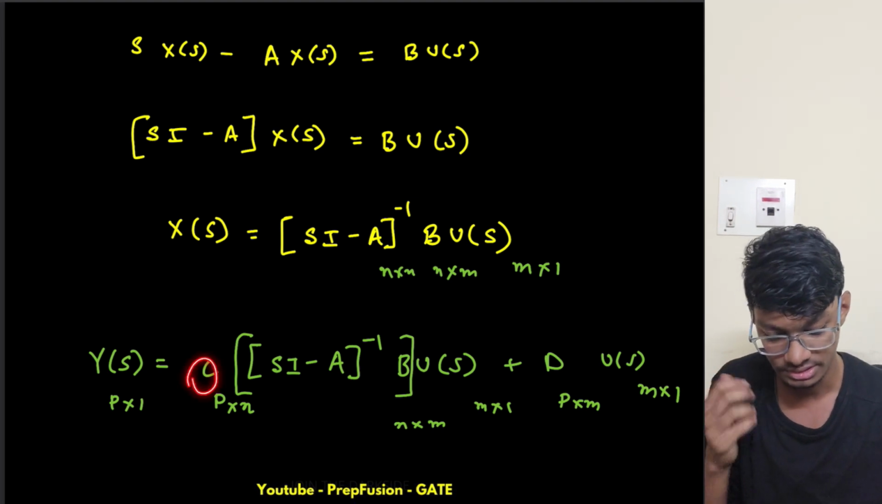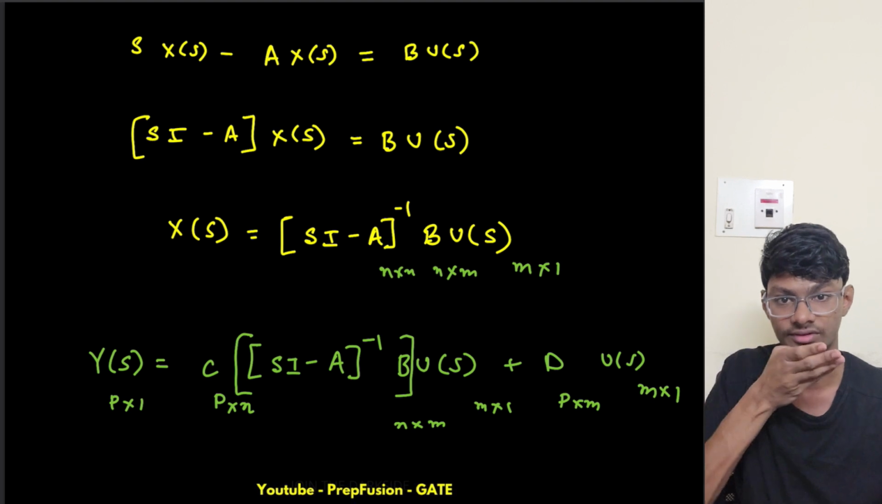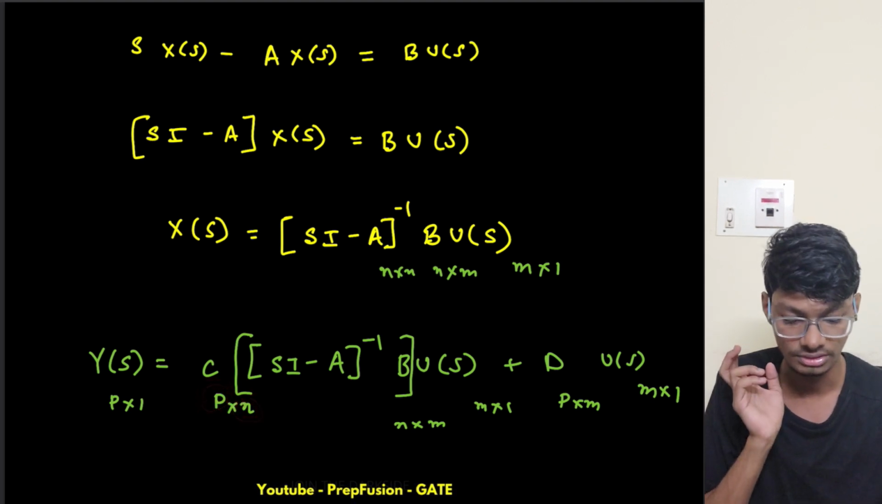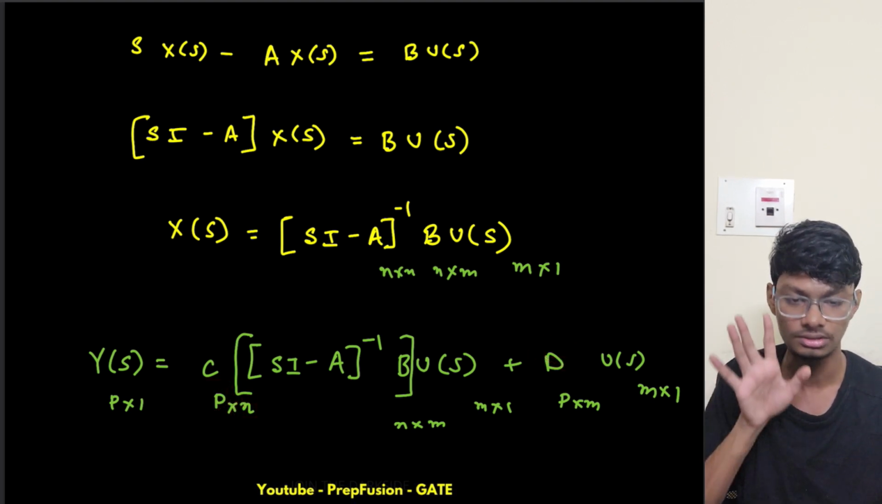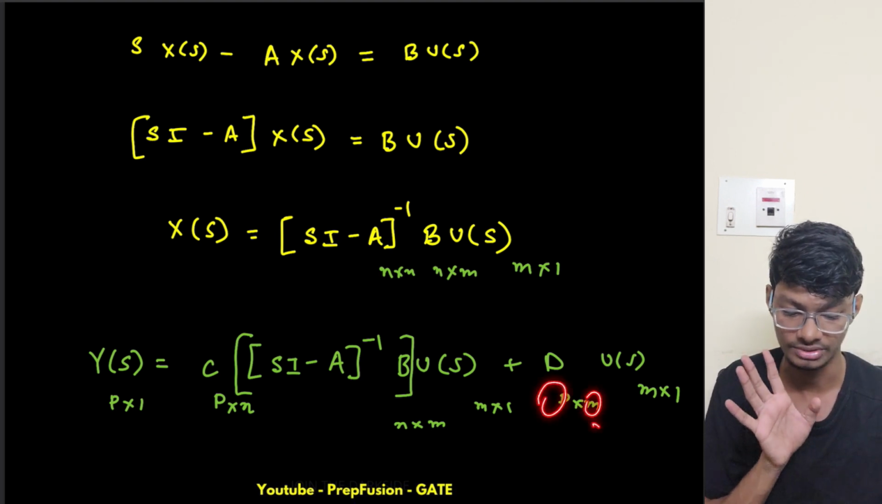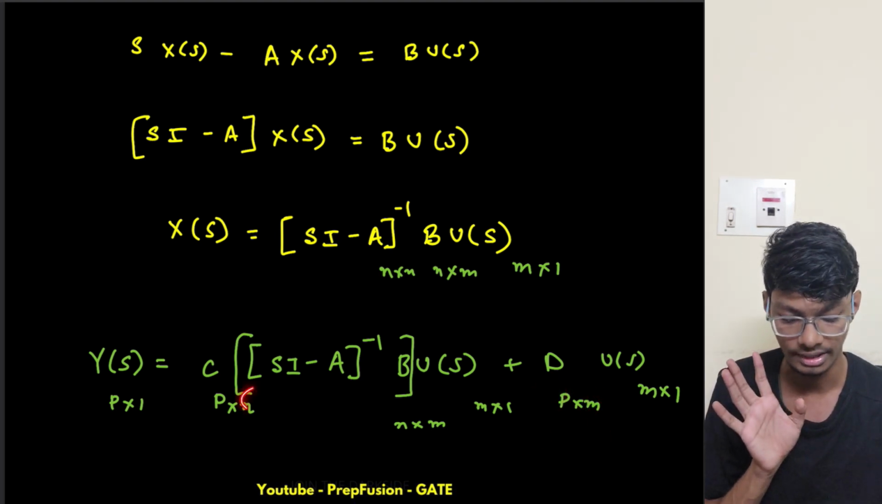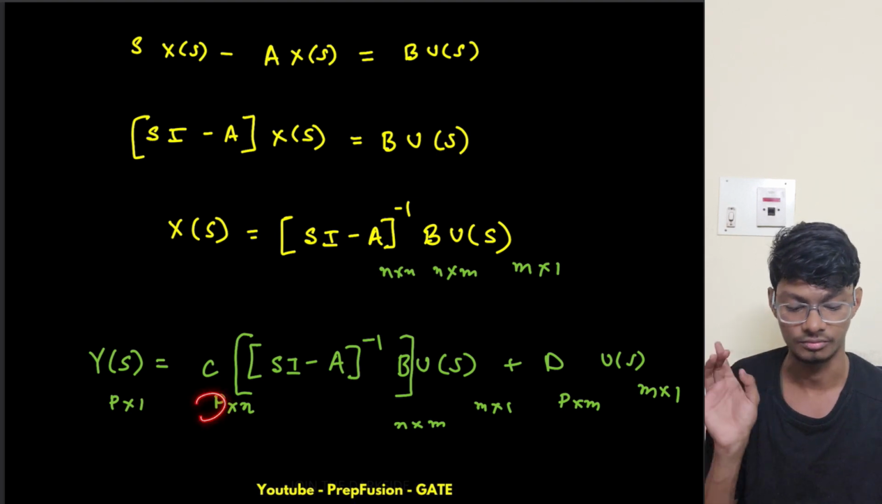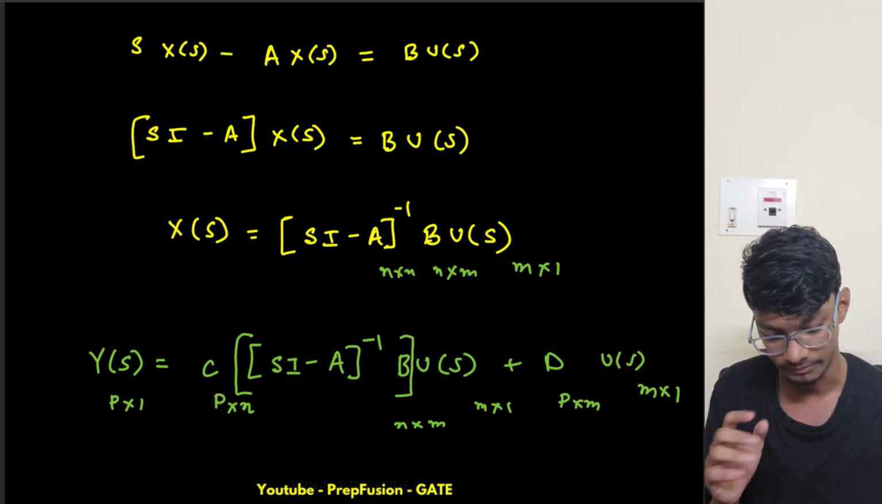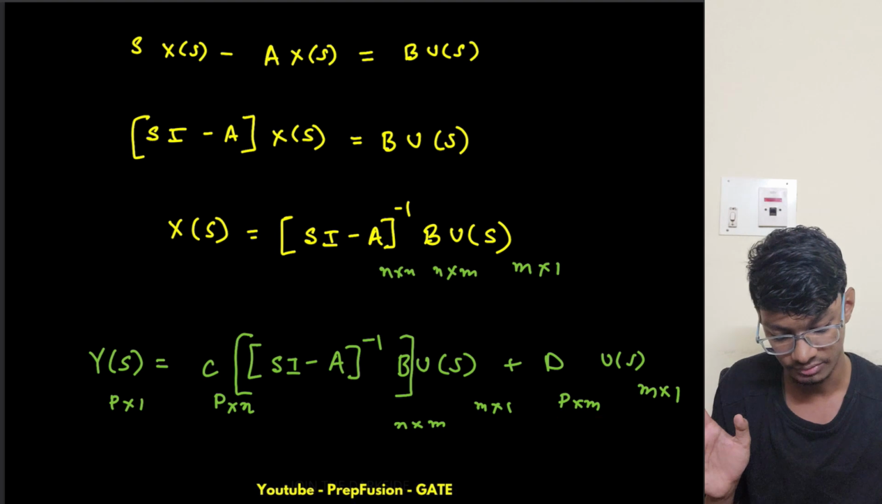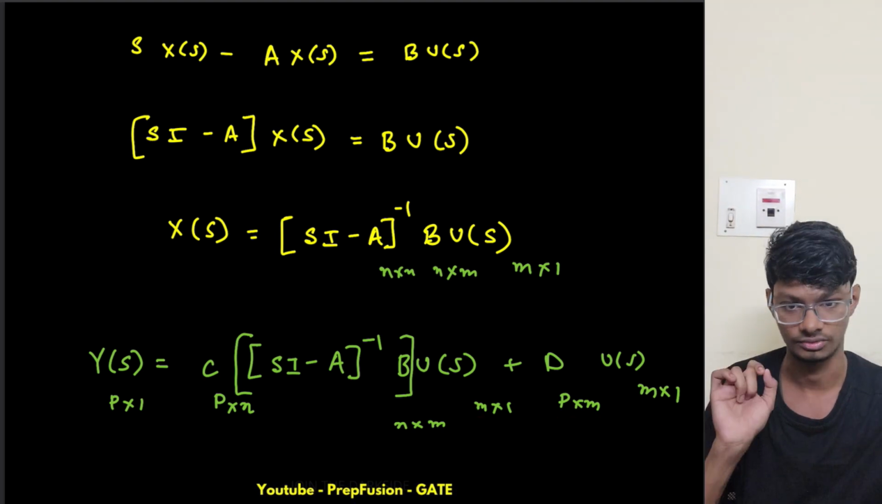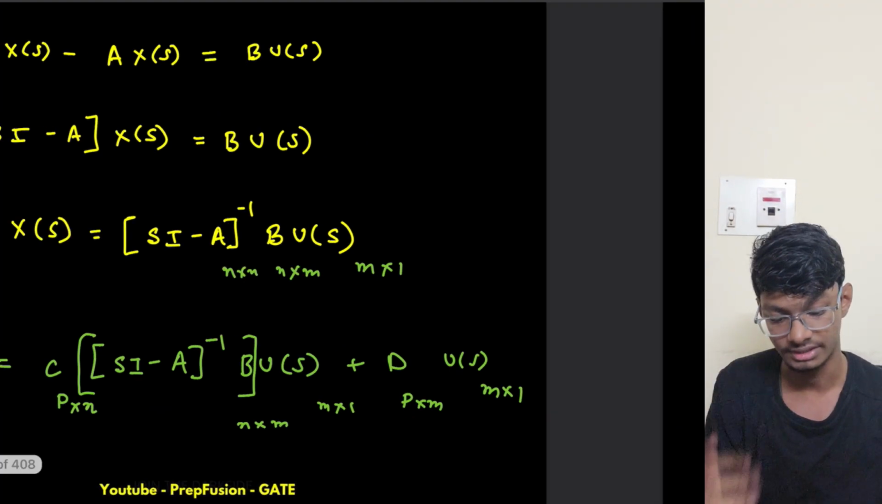This C is relating the output and the state variable, so that's why this is p cross n. This D is relating the output and the input, so that's why p cross m. M is the number of inputs, p is the number of outputs, n is the number of state variables. That's how you remember it. So if you see, everything is getting cancelled and in the end we are finally getting p cross 1 only.